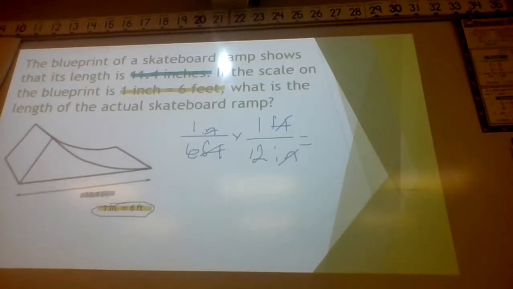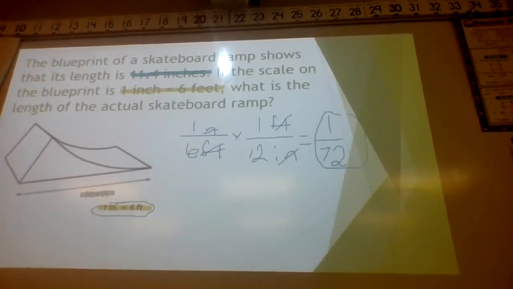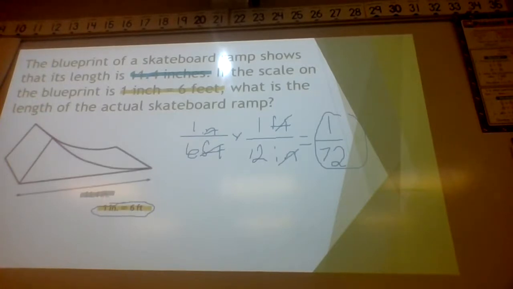What's 1 times 1? What's 6 times 12? 72. So this is your scale factor. 1 over 72 is your scale factor. Does that make sense? All I did was get them to the same unit so we could cancel out the units. And it's easier to make feet into inches than trying to make the inches into feet and then simplify. So that's the scale factor.